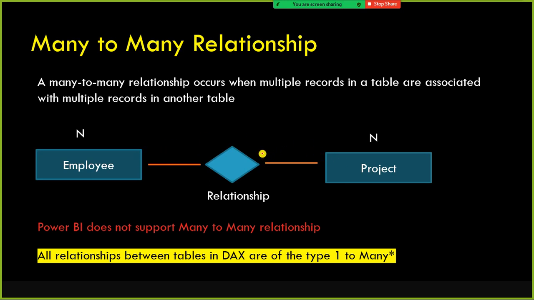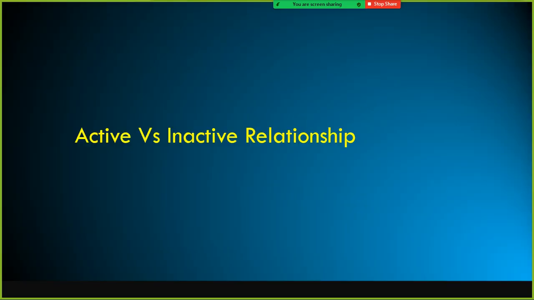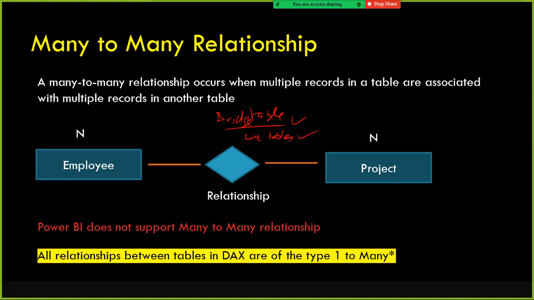In that case, we need to address the many-to-many relationship by introducing a bridge table. Bridge table or link table, they use different terms. So what do you mean by the bridge table? What do you mean by link table? We will discuss it as I move further. Don't worry, we'll discuss that also. This is the example for a many-to-many relationship.